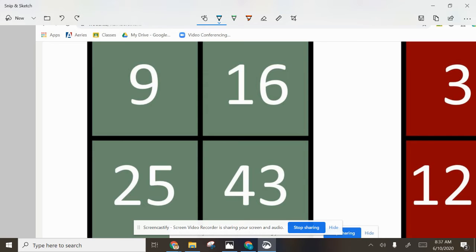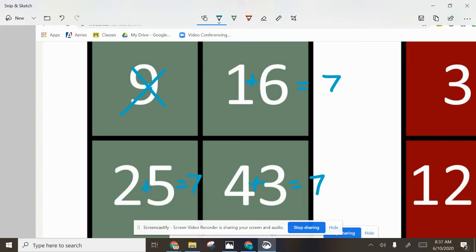If you look at this, what if I said 9 doesn't belong? And why doesn't 9 belong? Because 6 plus 1 equals 7, 2 plus 5 equals 7, 4 plus 3 equals 7.